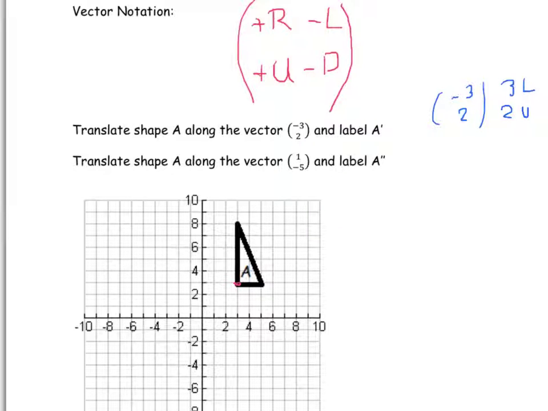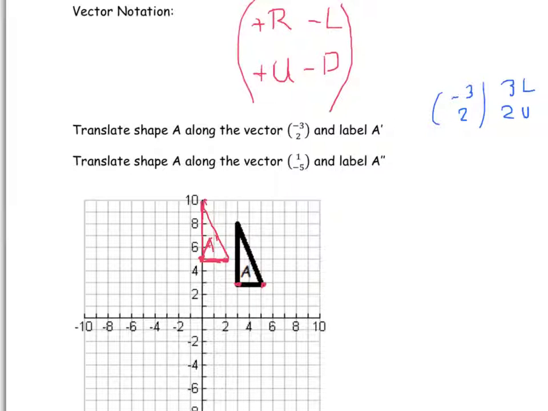So if we take this bottom point first, we're going to go 3 left, 1, 2, 3, and then 2 up, 1, 2. So that point is now going to be there. If we do that for every point on the shape, so this one now, 1, 2, 3, and then 2 up, we're going to be there. Now, some people only need to do 1 or 2 points, and then they can draw in the rest of the shape from it. So that's 5 up now, so I need to go 5 up from its new location. And you draw it with a pencil and ruler, and you label it A dash.